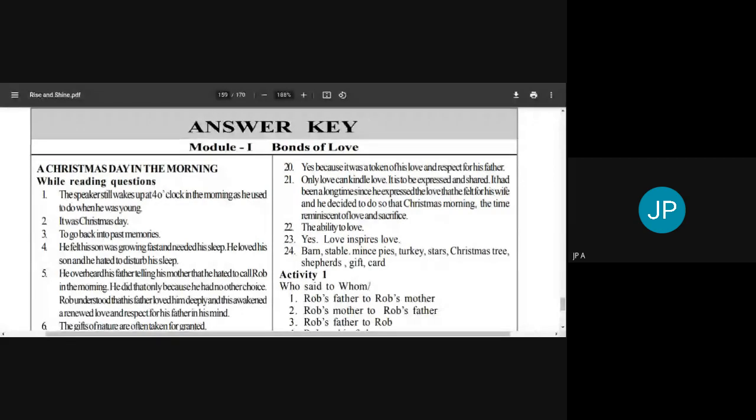I have put the summary of the core text, both the core texts in the first module. You can find them in the Google Classroom. I find that there are not many participants in the Google Classroom. So those who have not joined the Google Classroom, please join the classroom immediately, because you will be posting the assignments and test papers in the Google Classroom itself.